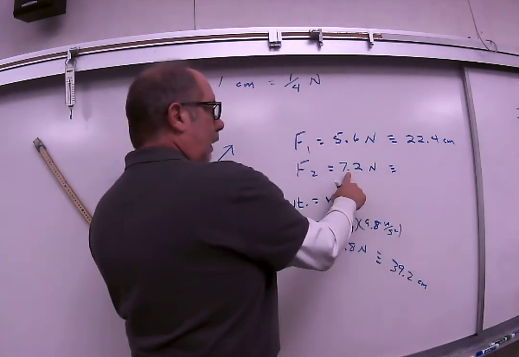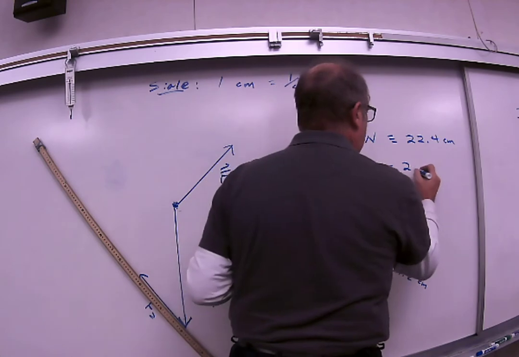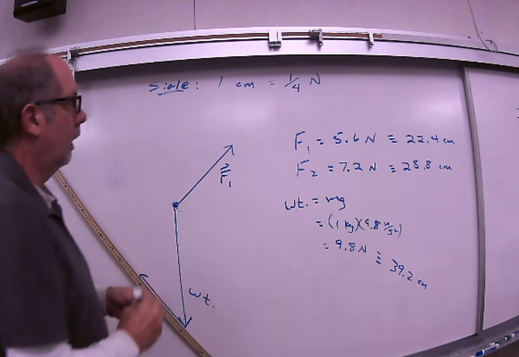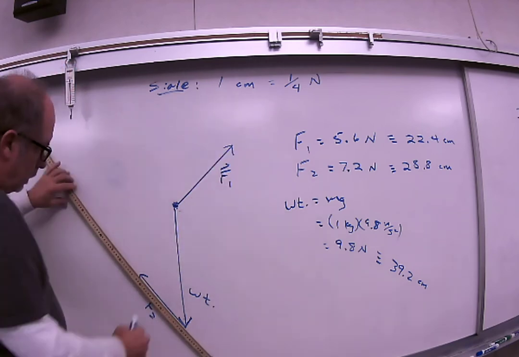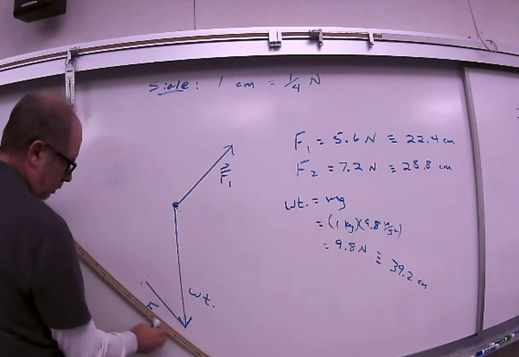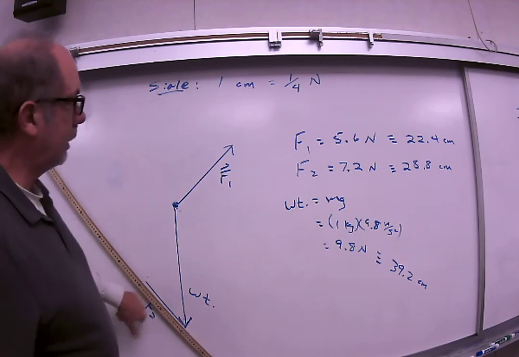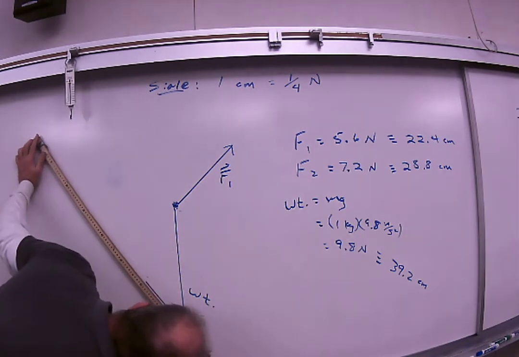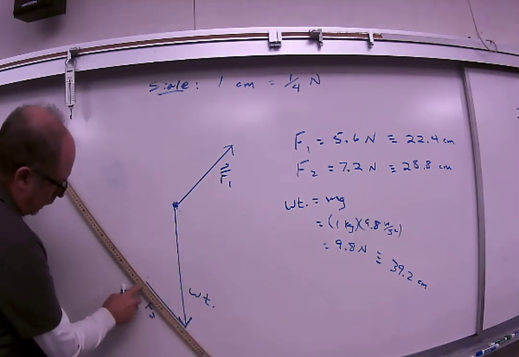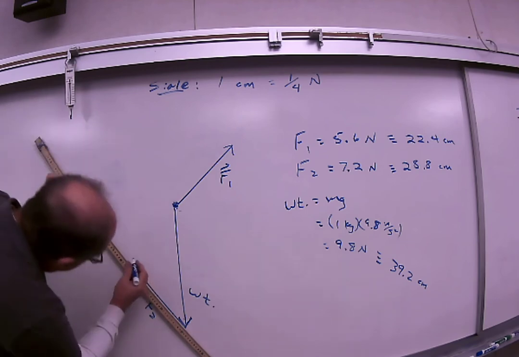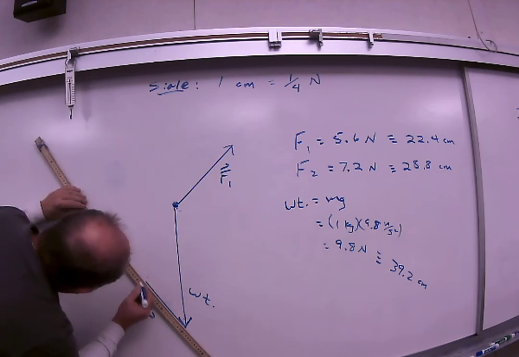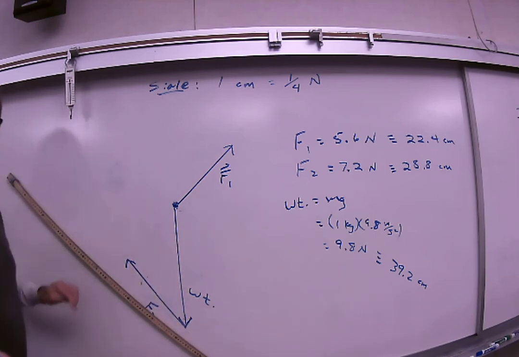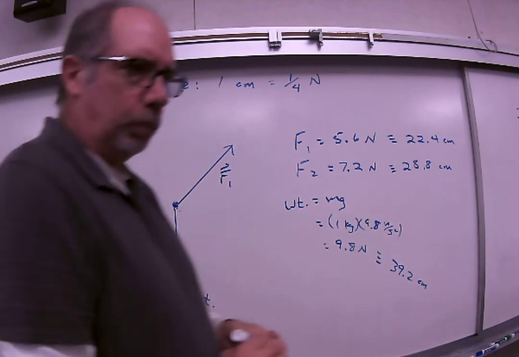What I need to draw is 4 times this, or 28.8 centimeters. Yeah, I made an error, I drew the wrong force. This was F2, so this is wrong. I need to draw F2 right there. So I need 28.8 centimeters. Okay, let me fix that. 28.8 is right there. Sorry about that. So that's F2.